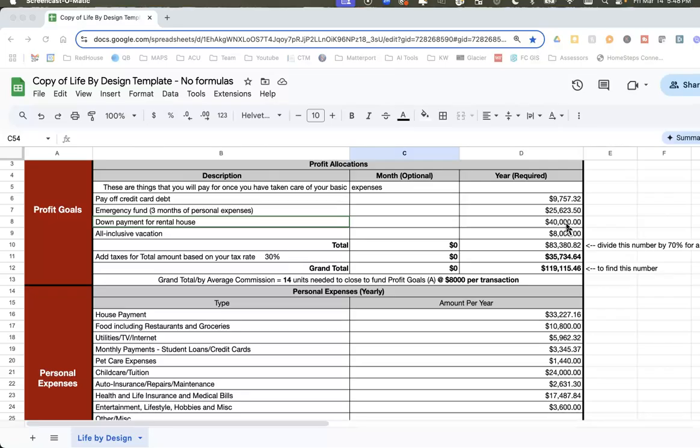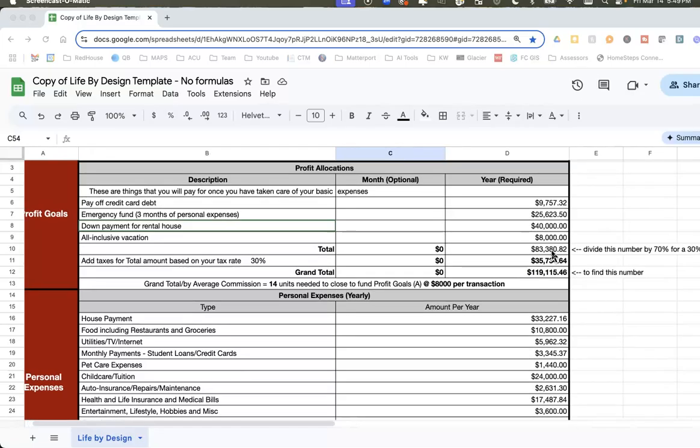And when I get those 3 things accomplished, I'm going to take my family on an all-inclusive vacation because they deserve it. They put up with me for an entire year. And I've priced that out at about $8,000. Now, if I add all these numbers up, I come up with $83,380.82. That is the amount of money that I need after tax.